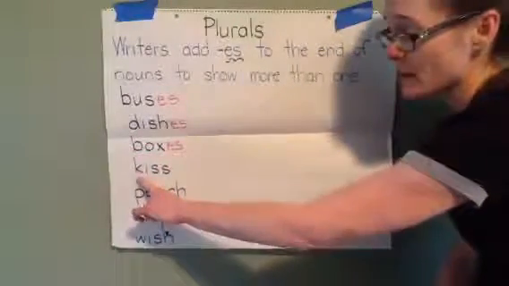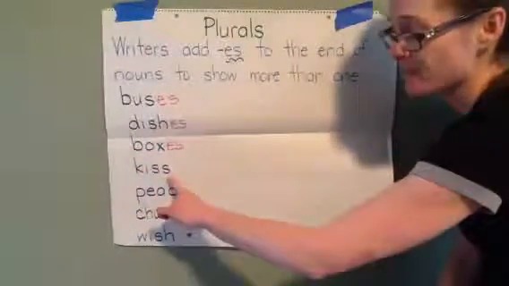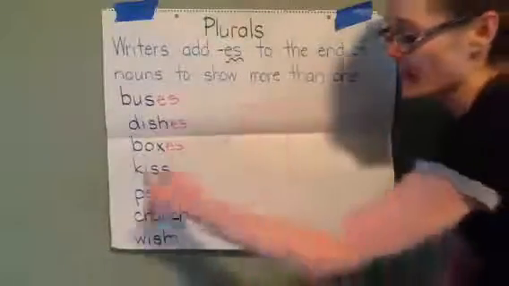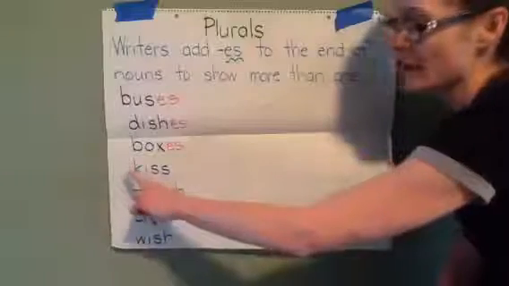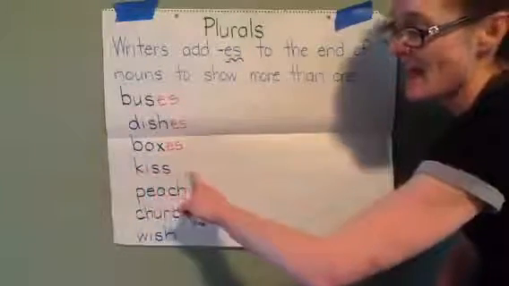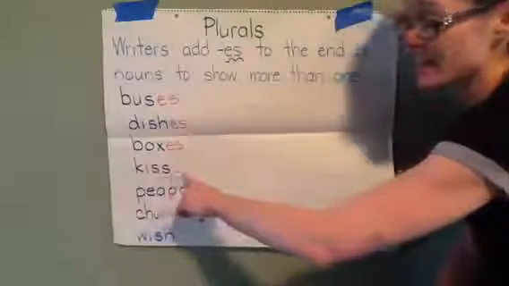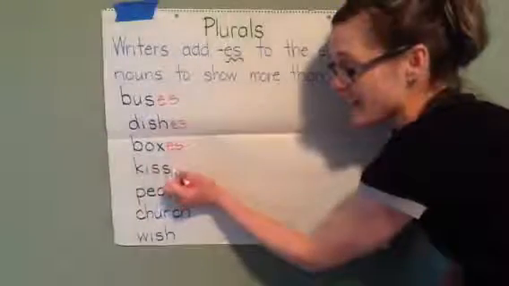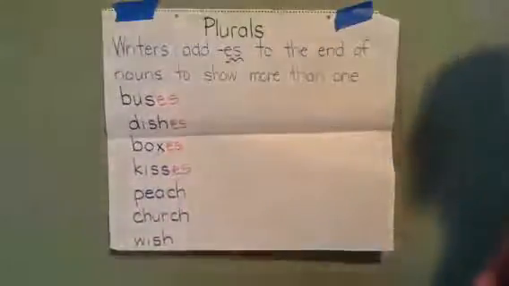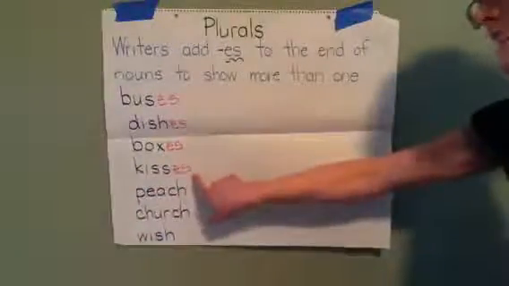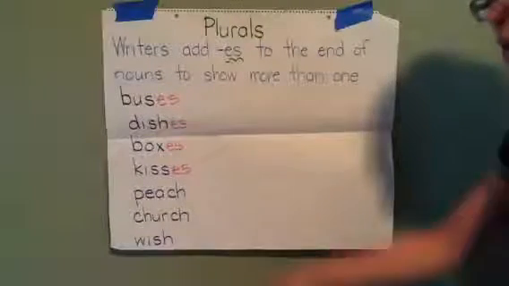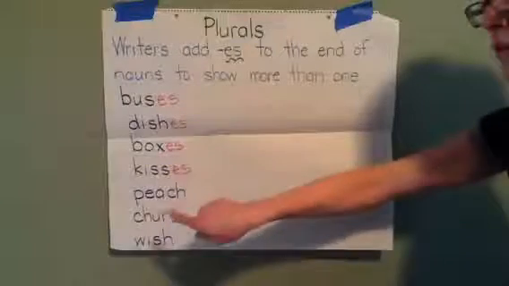Let's look at this one. Kiss. I love to give my kids at home a kiss, okay? Or I give Chloe and Cohen lots of kisses. Do you hear it? Kisses. We need to add an ES to the end of kisses because that's what sounds right. You need to stop and think about what writers and readers do. They think about what sounds right.